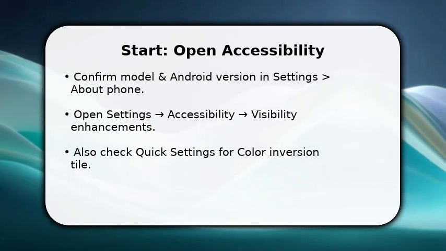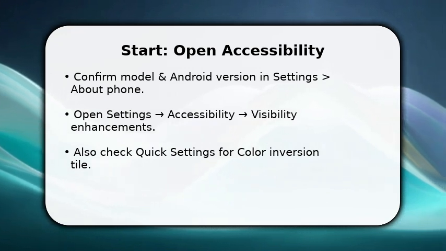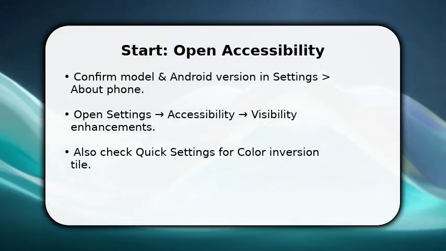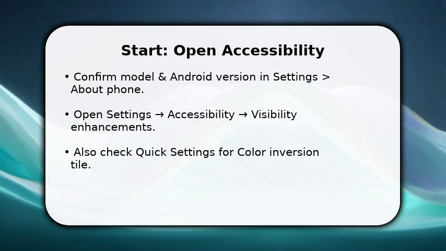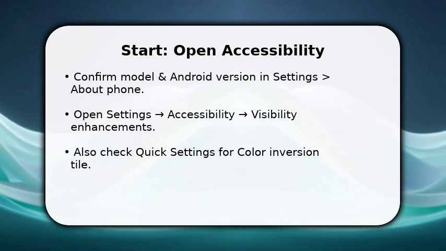Make sure to also pull down Quick Settings. If a color inversion tile exists, you can disable negative colors instantly from there. If you see a toggle named Color Inversion or Negative Colors, leave Settings open for the next step.